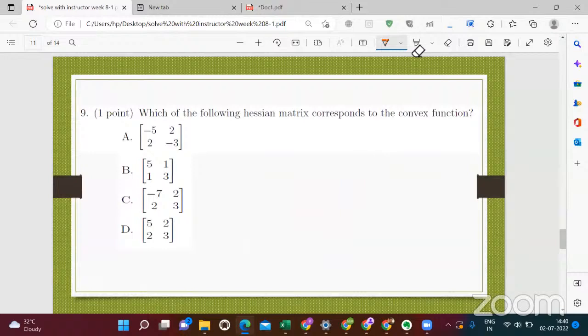B and D. Yes, B and D is correct. C is not correct because you are getting the first leading determinant as negative, right? Or you can calculate them. So here you can directly say, okay, here also, if you calculate, minus 5 is negative.